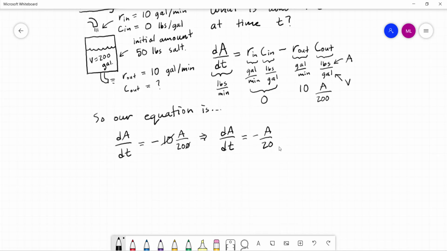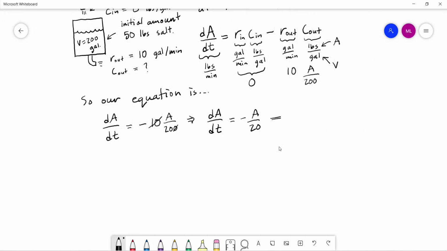If you encounter a problem that can be solved multiple ways, pick whichever one's easier. So I'm going to write this as a separable equation. For me, I think that's probably a little bit easier. I'm going to write it as dA over A, so divide both sides by A, and then multiply both sides by dt. And we'll get negative 1/20 times dt. And we'll integrate both sides.